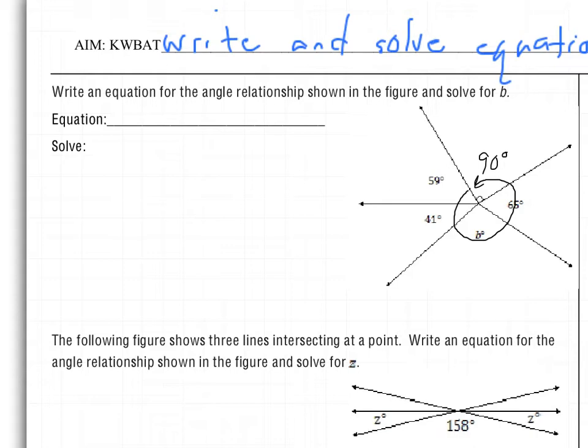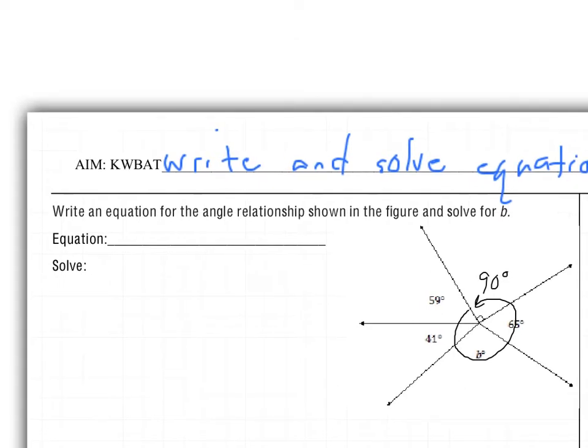So we see that one's 90 degrees. That means this all has to add up to 360 degrees. So our equation is going to be just kind of going around the circle. B plus 66 plus 90 plus 59 plus 41 is going to be equal to 360.